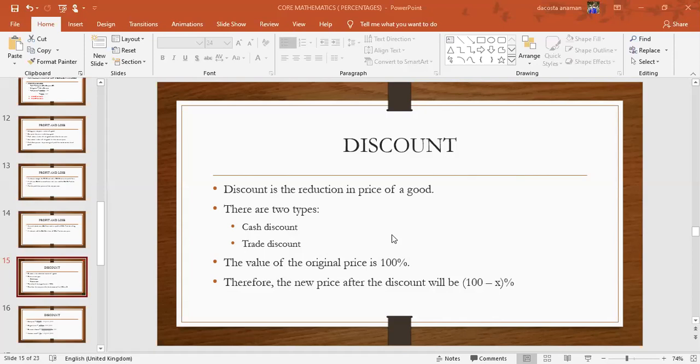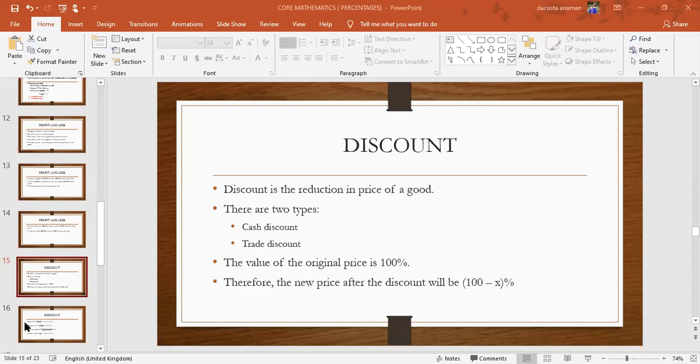Is that okay? So given that you are buying something at 50 Ghana cedis, and the trader says I'm giving you a 5% discount. Now we take that 50 Ghana cedis to be 100%. So at a 5% discount, you subtract the 5% from the 100% to get what? 95%. Is that okay? So that will be the new price.